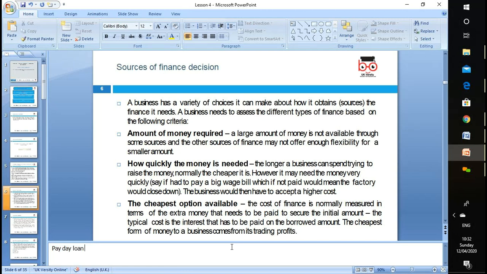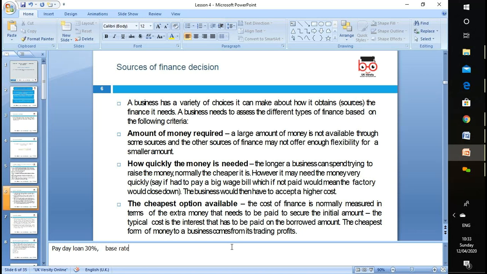Normally these are very expensive loans. You need quick money, you don't have cash and you need it now to meet your urgent needs. That's why it's very crucial. Their rate can be maybe 30% interest, 40%, even more than 100%. So look for the cheapest option available. Always look at your costs.